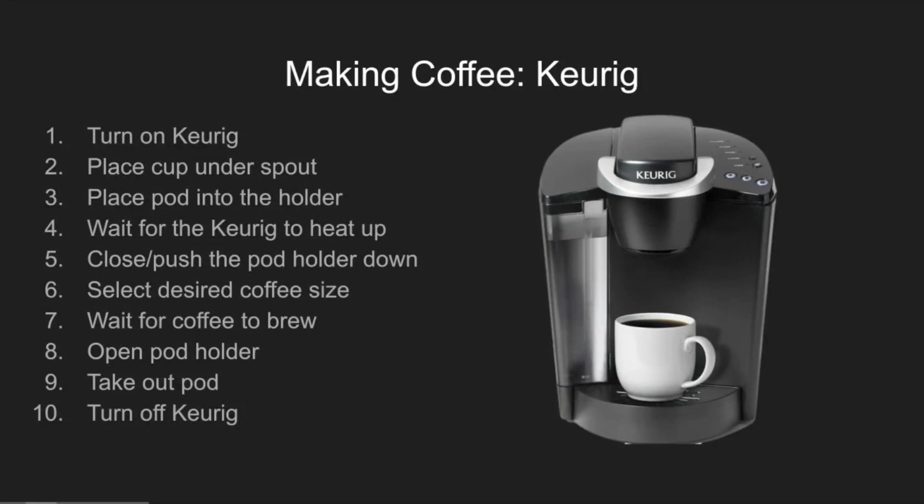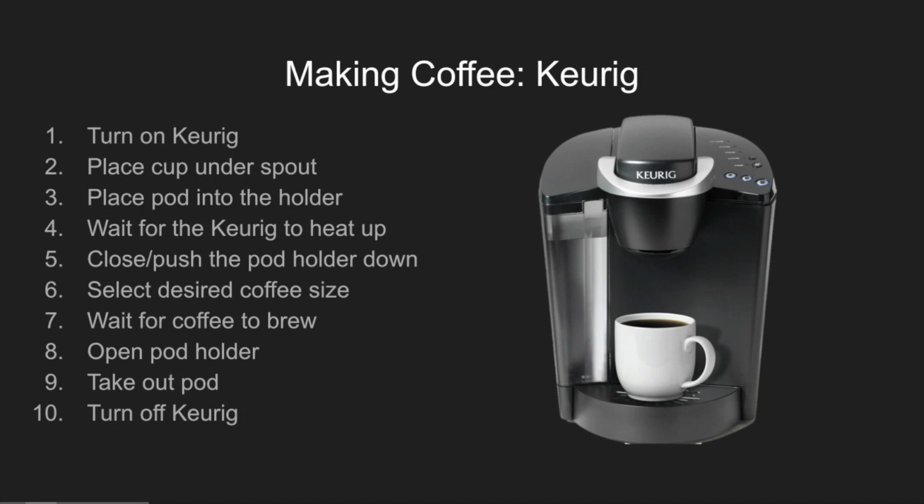Wait for the Keurig to heat up. Then we close or push down the pot holder. Select the desired coffee size, so small, medium, or large. We wait for the coffee to brew. Then once it's done, we'll open the pot holder, take out the pot, and then turn off the Keurig, and we'll have our coffee.